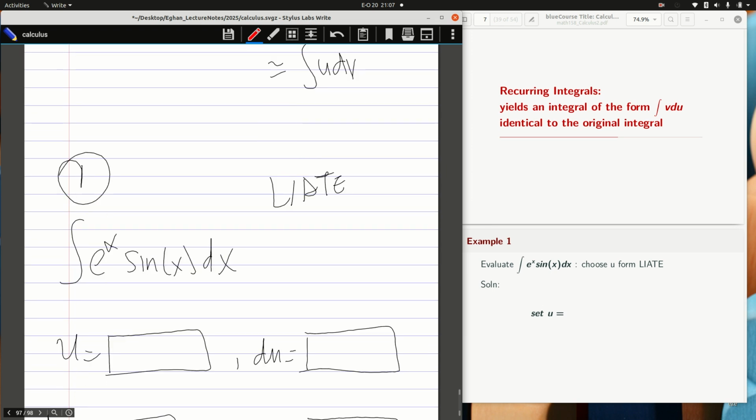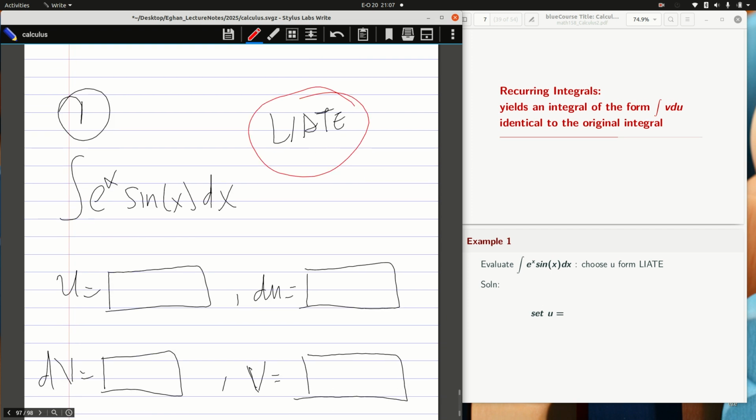Don't forget this acronym, please. Do I have a log function? No. Reciprocal? No. Algebraic? No. Do I have a trig function? Yes. I have a trig function, so it means I end there. Where is the trig function? It is here.